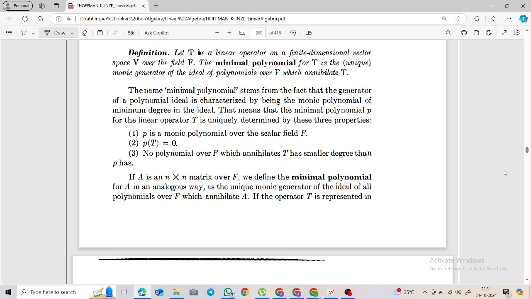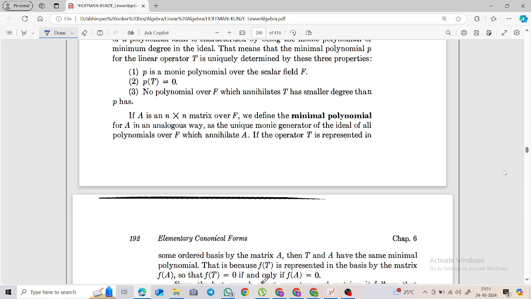Because T can be represented in any basis. So in one basis the matrix is A, in another basis the matrix is A prime, in another basis the matrix is A double prime. But all of them have the same minimal polynomial of T. Understood? That is the catch here. We will go on to prove it, don't worry.